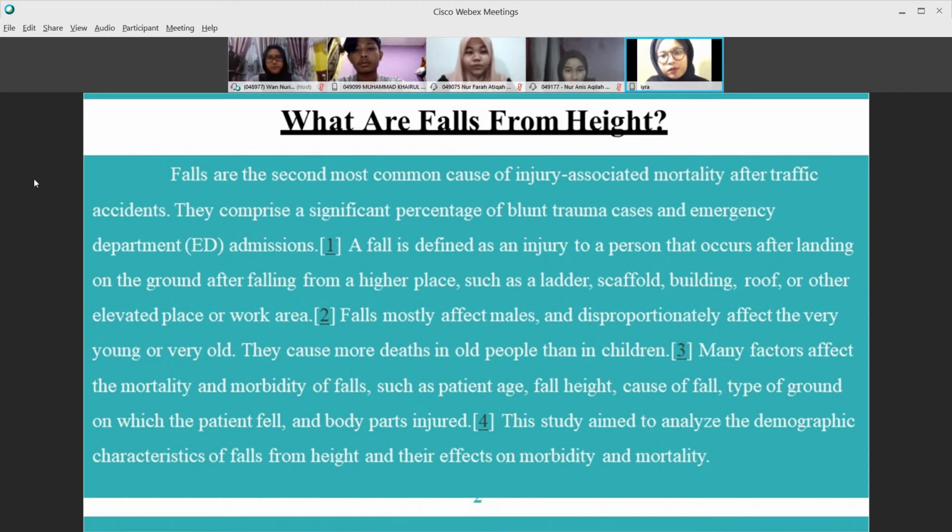or work area. Falls mostly affect males and disproportionately affect the very young or very old. They cause more deaths in old people than in children. Many factors affect the mortality and morbidity of falls, such as patient age, fall age, cause of fall, type of ground on which the patient fell, and body parts injured. This study aimed to analyze the demographic characteristics of falls from height and their effects on morbidity and mortality.